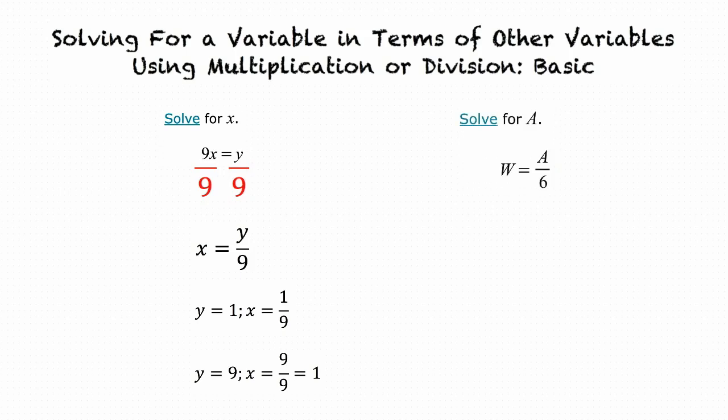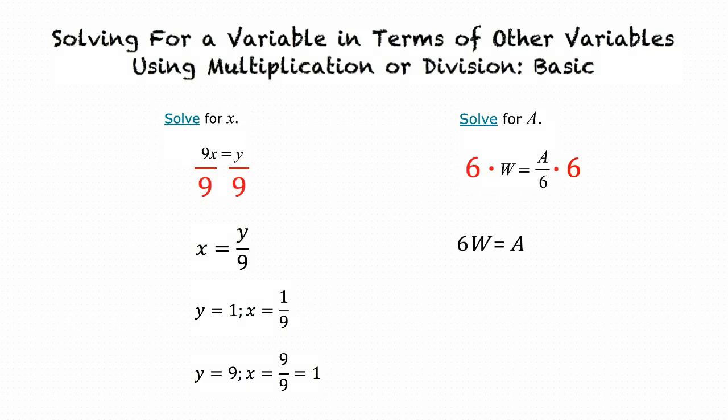Yes, let's take a look at this example. The two variables used in this equation are w and a. We can solve for a in this case using multiplication. We can multiply both sides of the equation by 6 to get rid of our denominator on the right side, which leaves us with 6w equals a as our final answer.